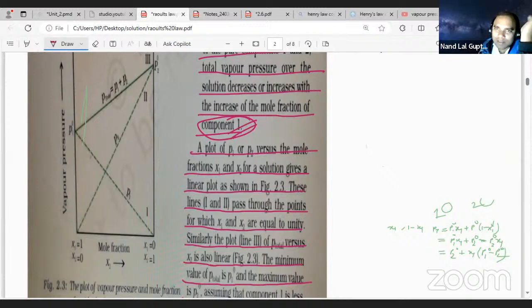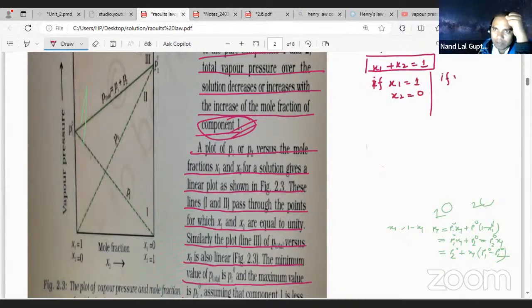No problem. See, x1 plus x2 is equal to 1. That you keep in mind. So if x1 is equal to 1, then x2 is equal to 0. If x2 is equal to 1, then x1 is equal to 0. Can you understand this point?